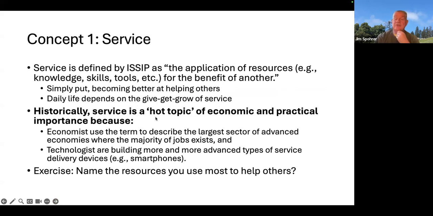Now, historically, service is a hot topic of economic and practical importance because economists use the term to describe the largest sector of advanced economies where the majority of jobs exist, and technologists are building more and more advanced types of service delivery devices like smartphones. So service is a hot topic both for economists and technologists and really lots of other disciplines as well. And as an exercise, the learner can name resources you use most to help others. And I would say the resource I use most to help others is probably my time and my knowledge.